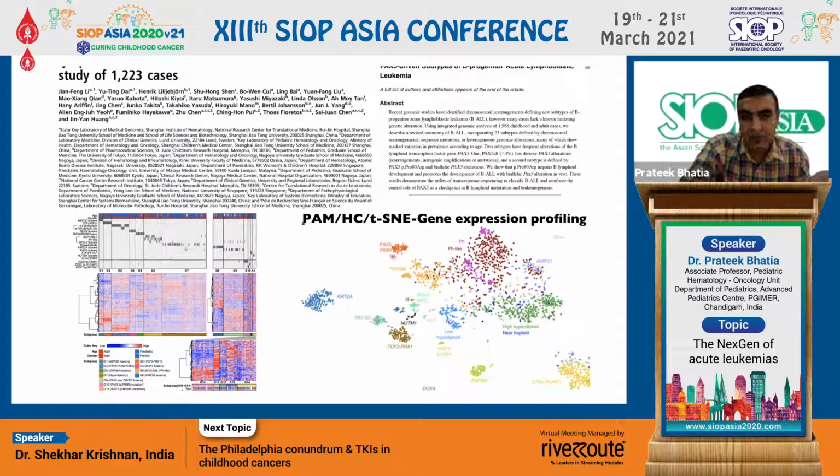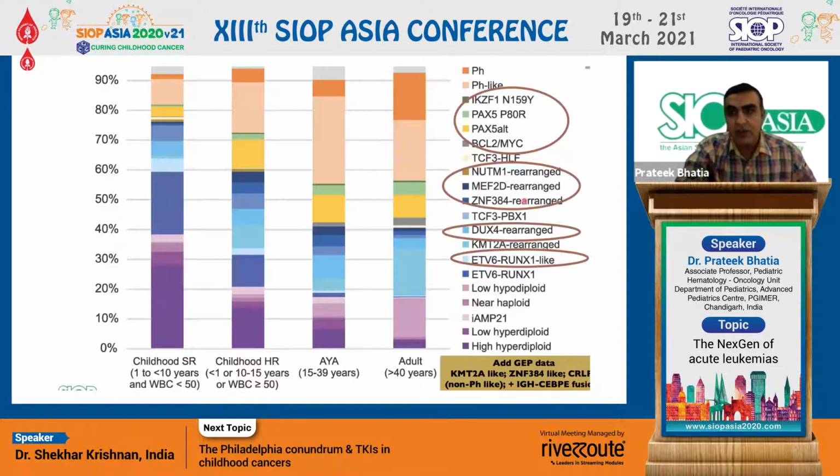And as we can see up here, this was from a 2019 study from St. Jude's. Based on these different gene expression profile statistical analyses, they could subgroup the B-ALL cases into around 20 to 24 different subgroups. And if we see here, the ones which are circled are the newer subgroups which have recently been described in 2019. These include the DUX4 rearrangement, NUTM1, MEF2D, and ZNF384 rearrangement.